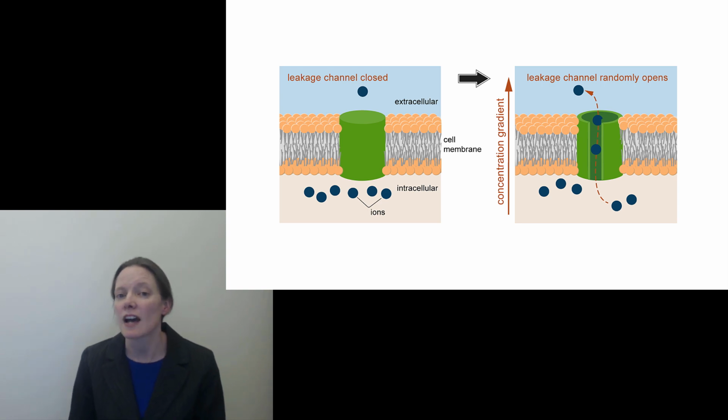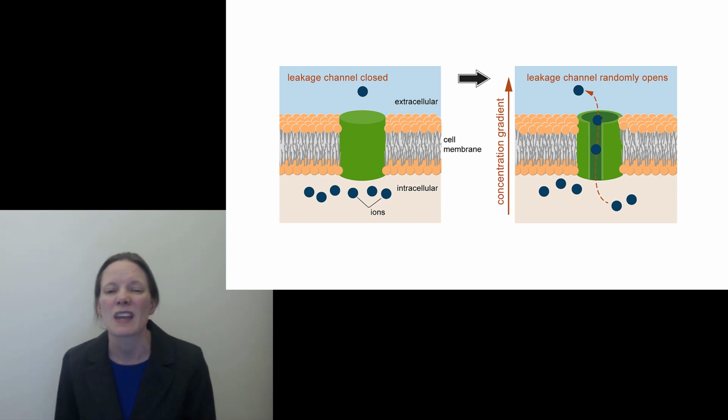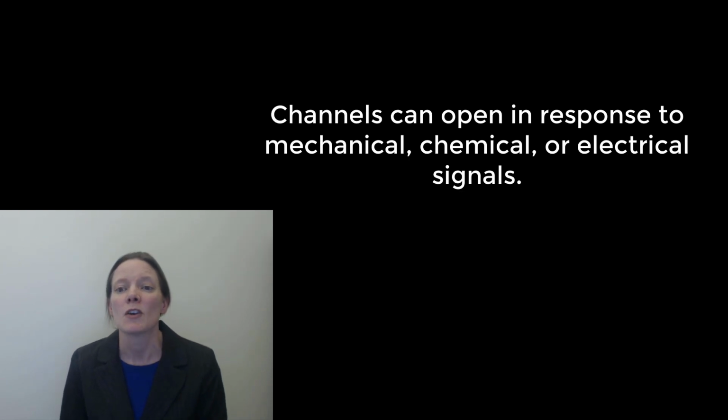Some channels are open all the time, or they open and close randomly with some probability. These are also referred to as resting or leakage channels. Other channels will open in response to specific conditions or events, either in the cell or in the external environment. Many different things can cause channels to open. For example, mechanical stimulation, such as pressure or stretching, binding of a particular chemical, or changes in the electrical gradient across the membrane that the channel is embedded in. Ion channels of this last type, which open or close based on the voltage across the membrane, are called voltage-gated channels, and they will be particularly important for allowing neurons to send electrical signals.